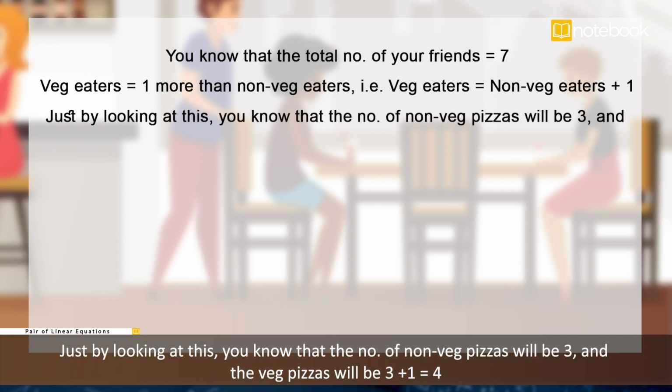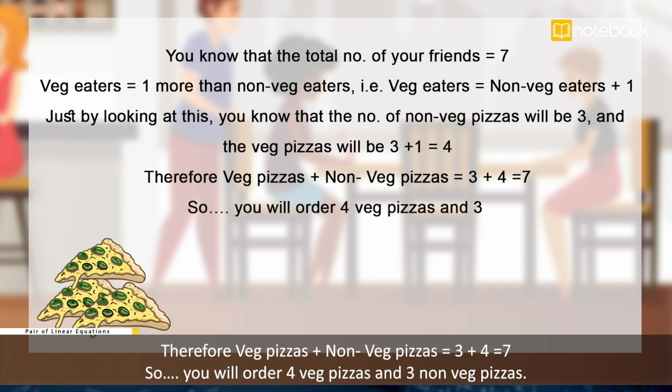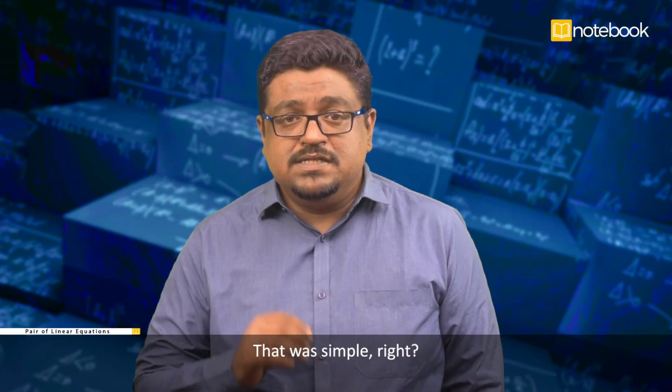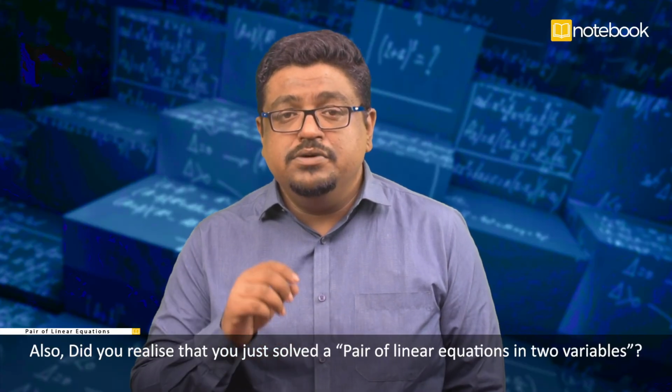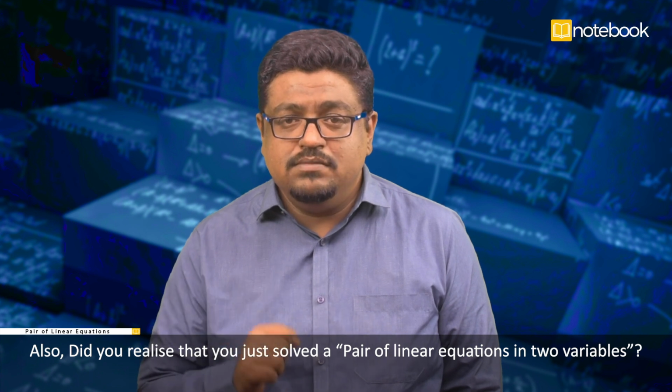Just by looking at this, you know that the number of non-veg pizzas will be 3 and the veg pizzas will be 3 plus 1 equal to 4. Therefore, veg pizzas plus non-veg pizzas is equal to 3 plus 4 equal to 7. So, you will order 4 veg pizzas and 3 non-veg pizzas. This was simple, right? Also, did you realize that you just solved a pair of linear equations in 2 variables?